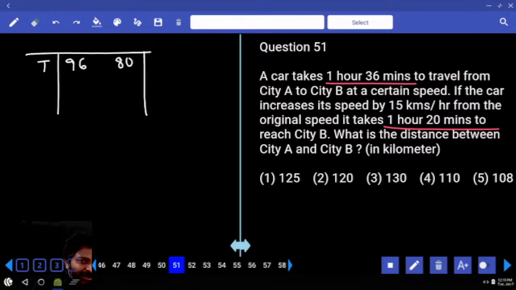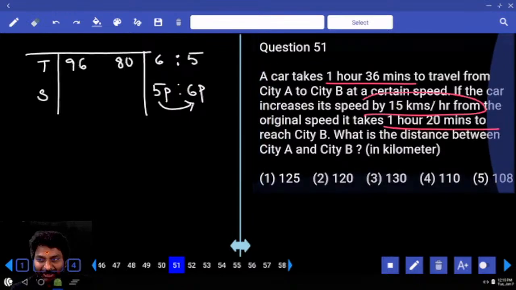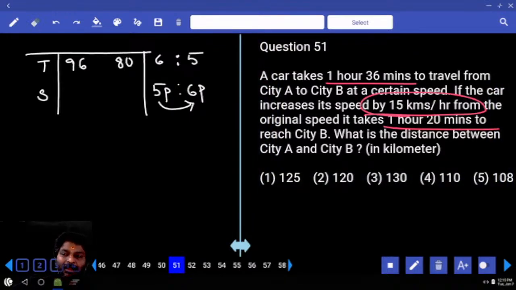Now can you tell me the ratio here? 16, 6 times, 5 times, correct? Then the speed ratio must be 5:6. Speed increased by how many parts? 1 part. Speed increased by how many kilometers per hour? Then 1 part is equal to 15. 5 parts, 75 kilometers per hour.